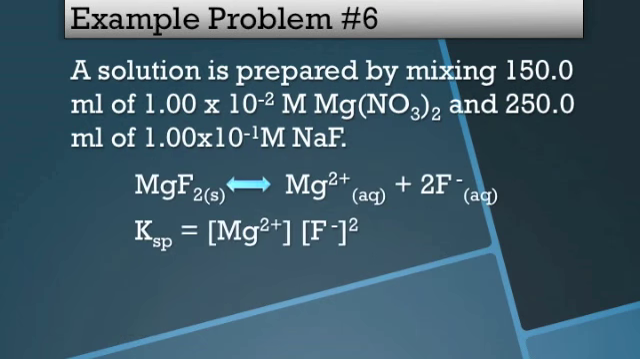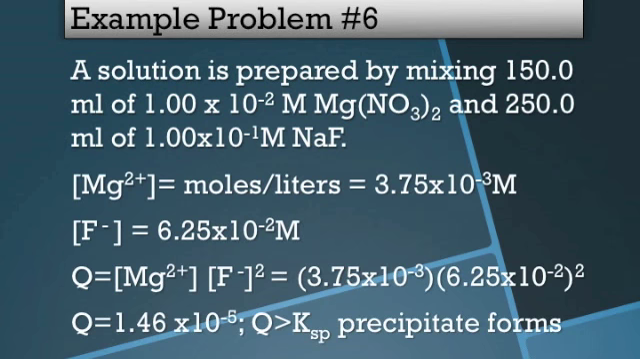Write the reaction and the expression. Because magnesium and fluoride are the two ions involved in the solid, we will focus on them. The sodium and the nitrate ions do not participate in the reaction. Moles for both ions need to be found and then divided by the total volume. Refer to example problem number 5 if this seems unfamiliar.